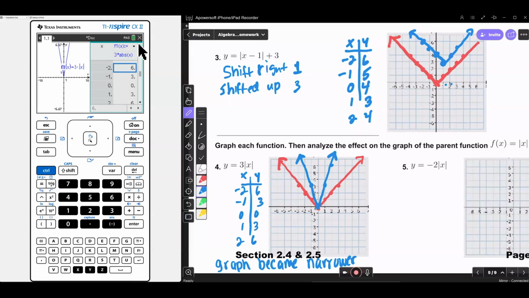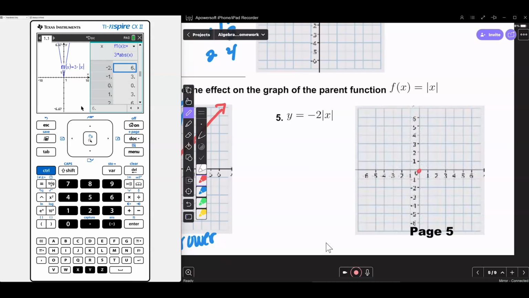Now, what do you think is going to happen if we add a negative? That's what we need to think about. What's going to happen if we add a negative? So we're going to start by graphing the parent function of 0, 0, 1, 1, 2, 2, 3, 3. Connect the points. We have negative 1, 1, negative 2, 2, negative 3, 3, negative 4, 4. Connect the points. And there's our parent function.